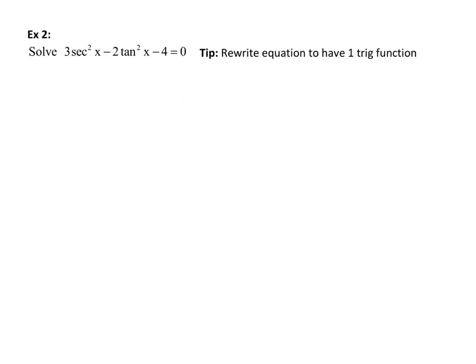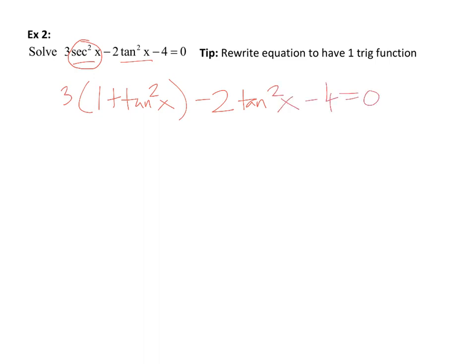For example 2, you'll notice that we're starting with 2 trig functions. It's always more simple when you can get just one trig function. So what are we going to do here? Secant squared, if you apply the Pythagorean identity, is equivalent to 1 plus tangent squared. And I have minus 2 tangent squared x minus 4 equals 0. Let's simplify this.